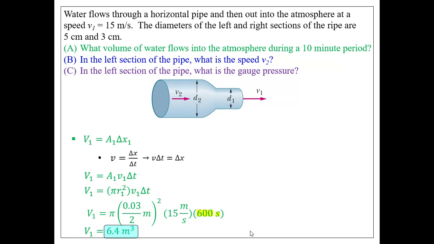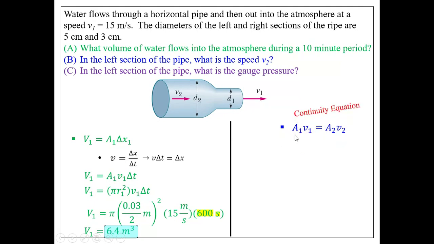Part B says in the left section of the pipe, what is the speed V2? So what is the entry speed? We know the exit speed, so what is V2? Conceptually, when the cross section is wider, I know V2 is slower, and when the cross section is narrower, I know V1 is faster. They're inversely related here. So I'm going to apply the continuity equation.